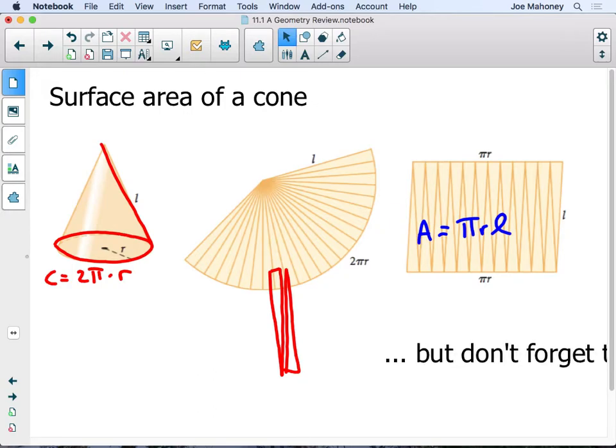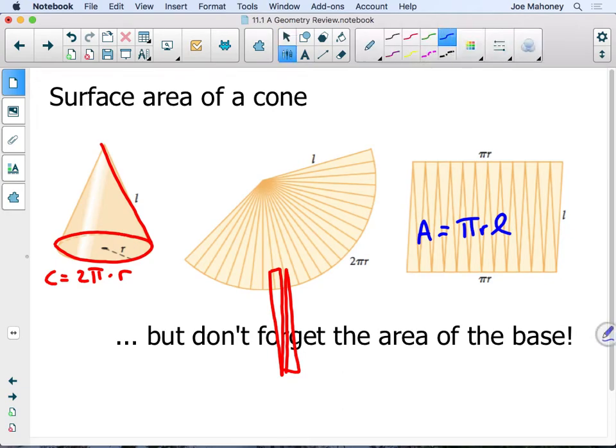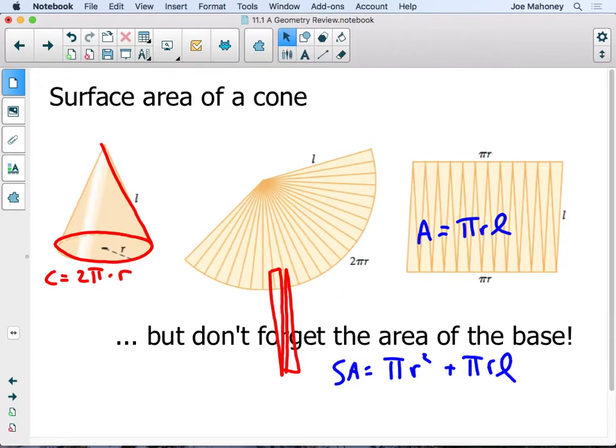But don't forget, you've got to take the area of the base too. So the surface area of a cone is going to be the area of the base, pi r squared, plus the area of the side of the cone, the lateral side of the cone, we call that. And hey, maybe you can use your algebra skills and do a little bit of factoring there. Oh, that would be beautiful. Nice little relationship there if you could do that. Cool. So that's the surface area of a cone.